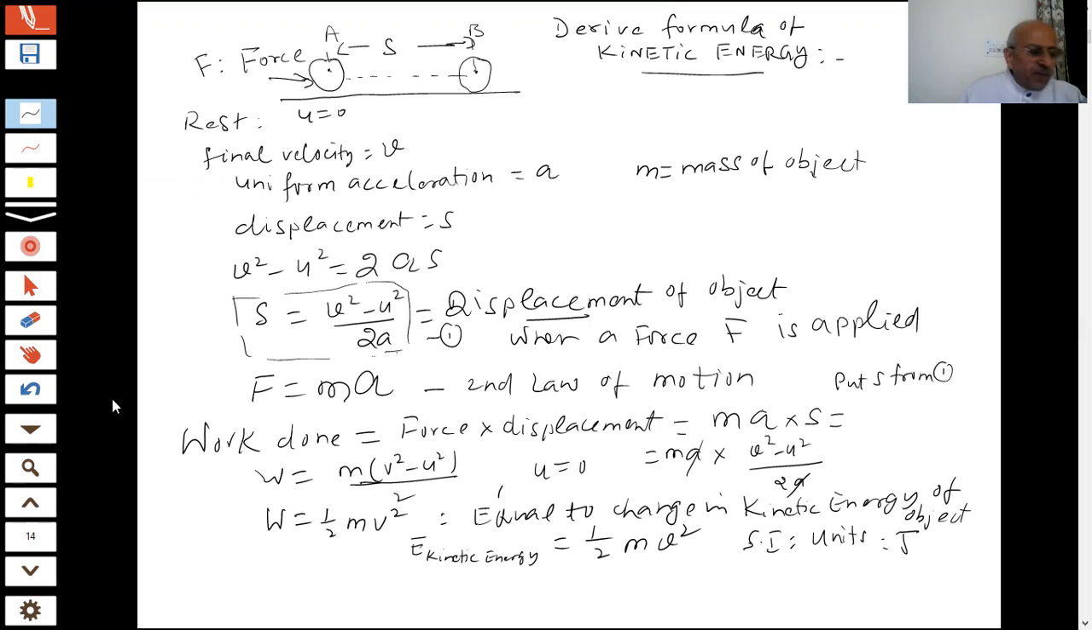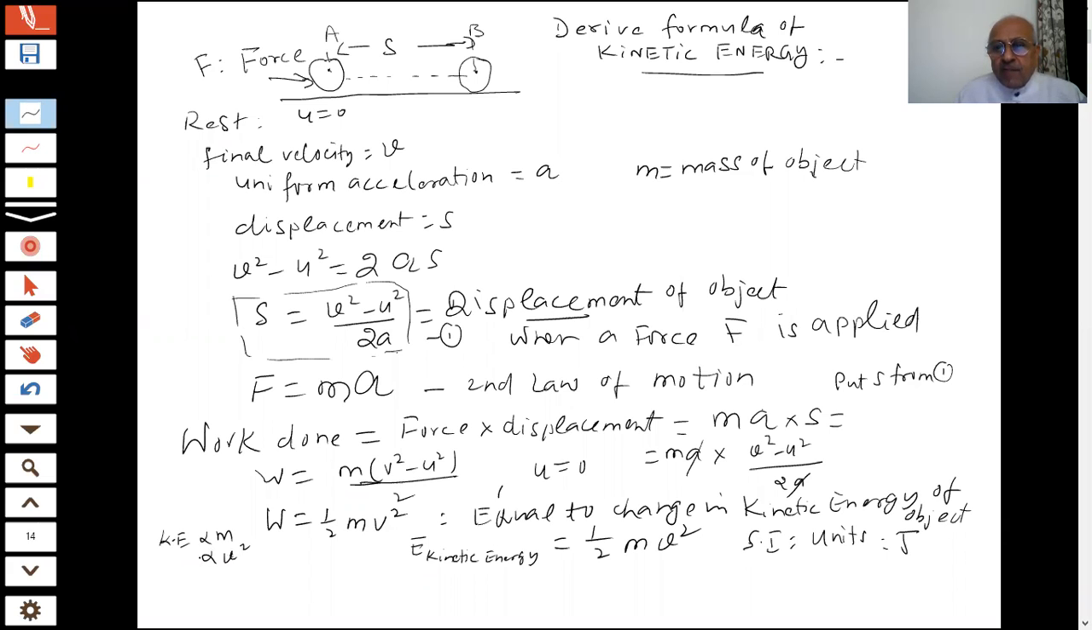Therefore, students, we say that kinetic energy is directly proportional to the mass of the object and directly proportional to the square of the velocity. If the object's velocity is increased by 2 times, the kinetic energy will increase by 2 squared, which is 4 times. Is it clear? Kinetic energy is proportional to mass and also proportional to v squared.